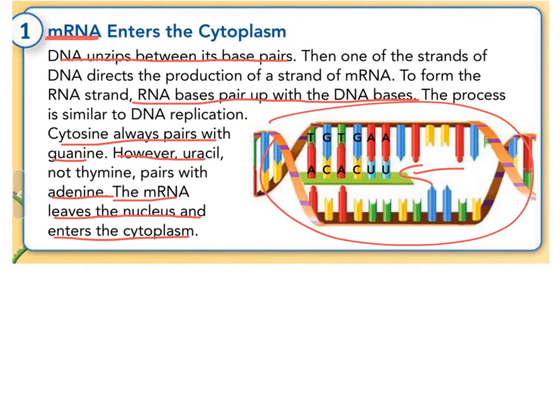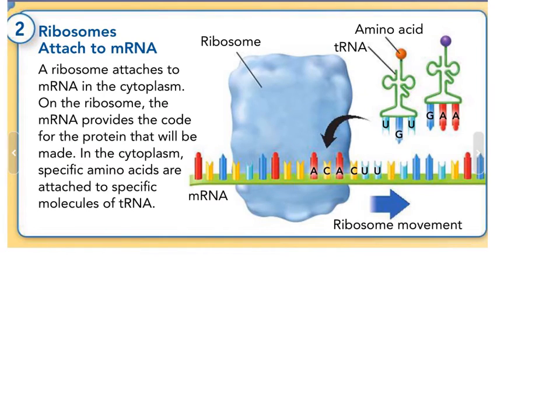Okay. So step 1, DNA unzips, exposes a set of base pairs for a gene, mRNA comes in, makes a copy, and then leaves and enters the cytoplasm. Once it's in the cytoplasm, it sort of moves around until it attaches to a ribosome.